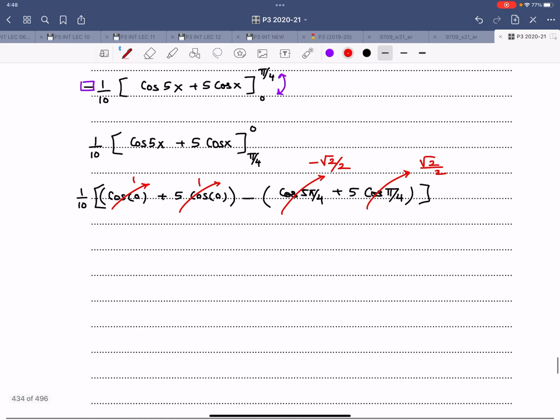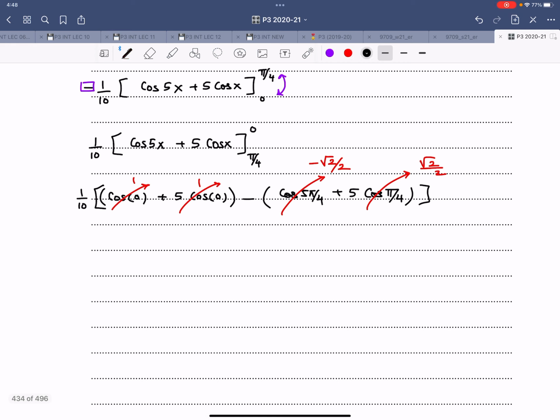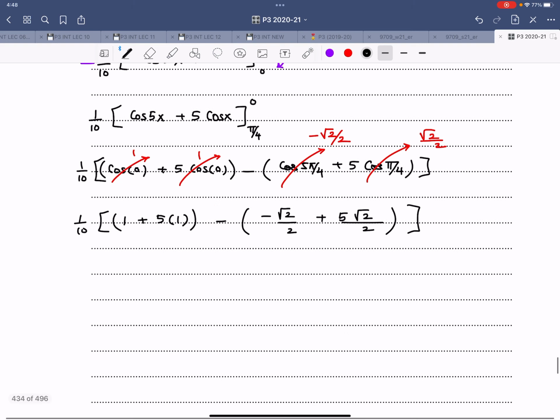Now be very careful with your working. So this is 1 over 10. This is 1 plus 5 into 1, which is 6. Leave it separate. Minus, this is minus root 2 over 2. And this is plus 5 root 2 over 2. Simplify on the inside first. So this is 1 over 10. This is 6 minus 5 root 2 minus root 2. That's 4 root 2 over 2. And simplify a bit over here.